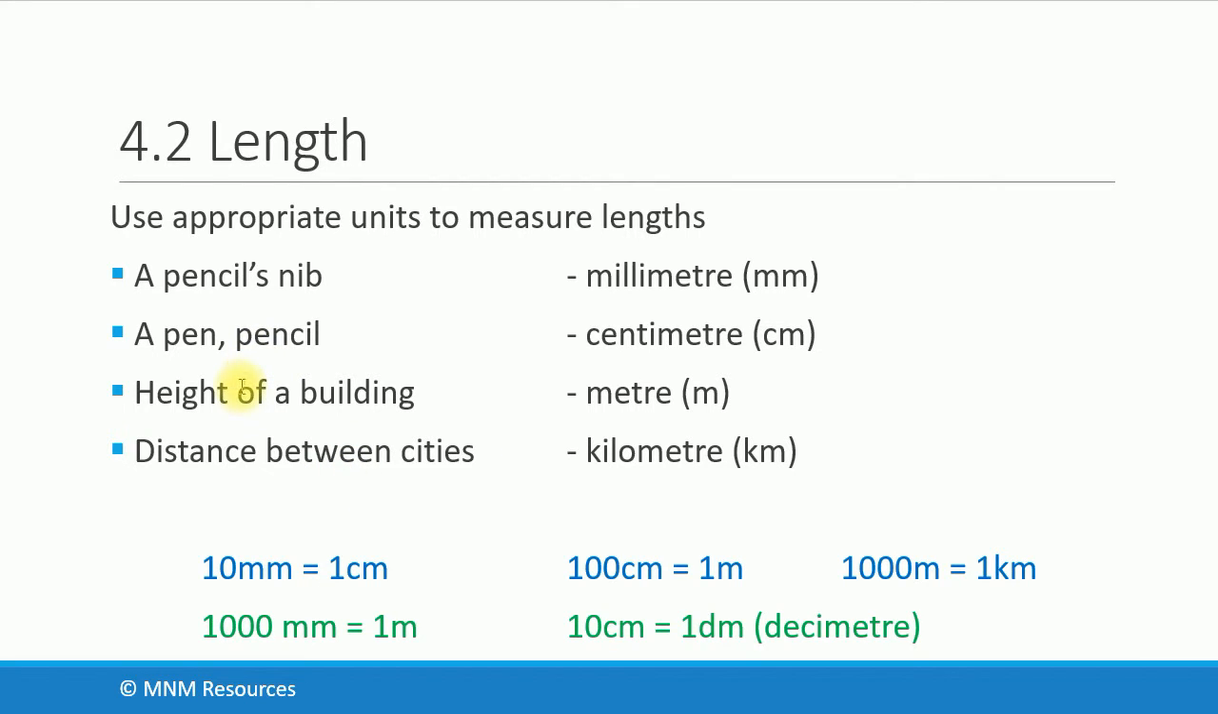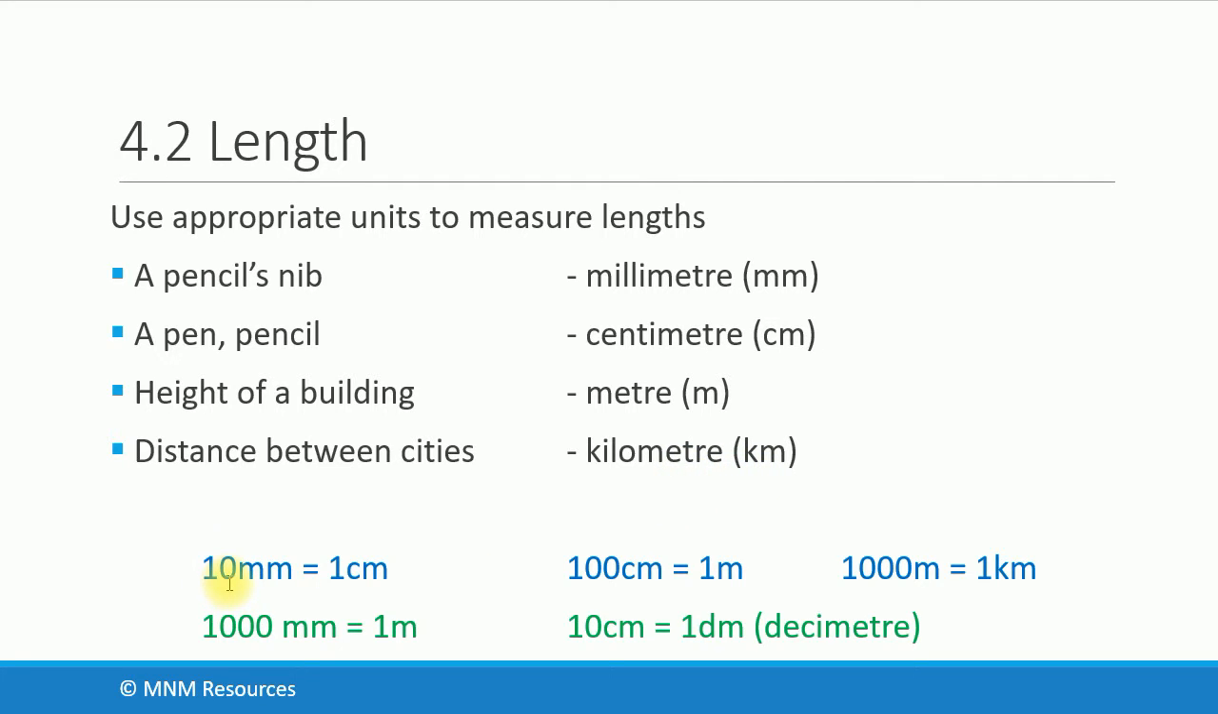Now let's look at what is best to measure the height of a building. Buildings are very large and tall, so it's best to use meters to measure the height of a building. Distance between two cities is best measured in kilometers. Larger distances are always measured in kilometers. You can see everything is ending with a meter, and you just use millimeter, centimeter, plain meter, or just kilometer.